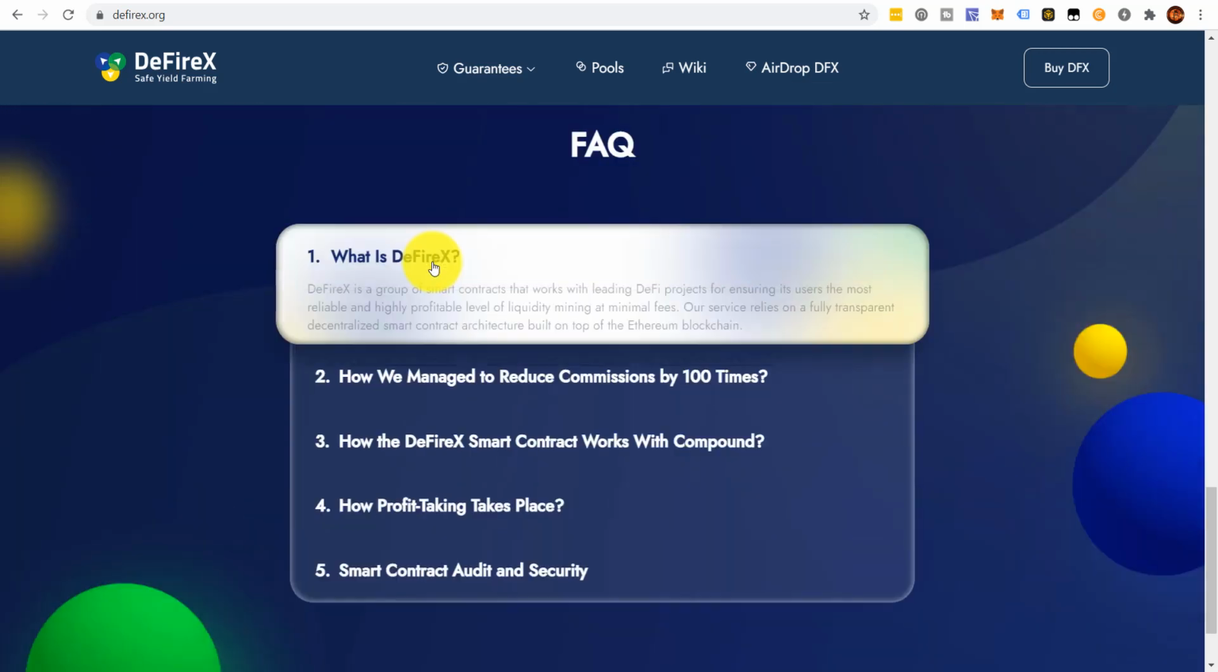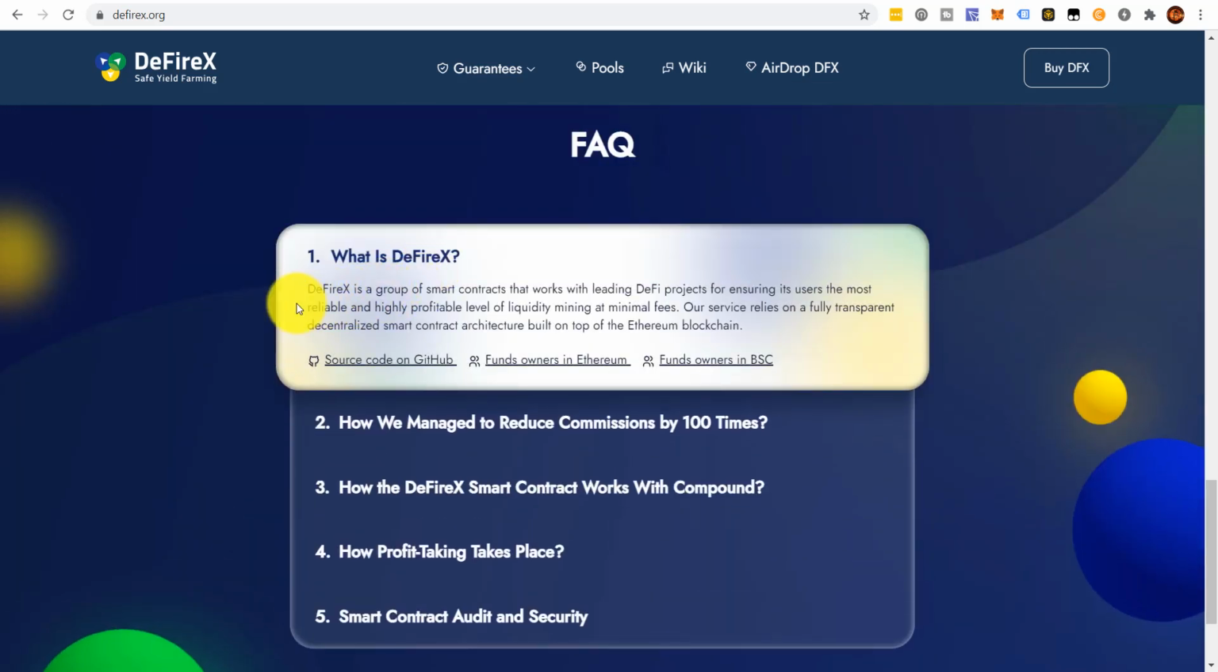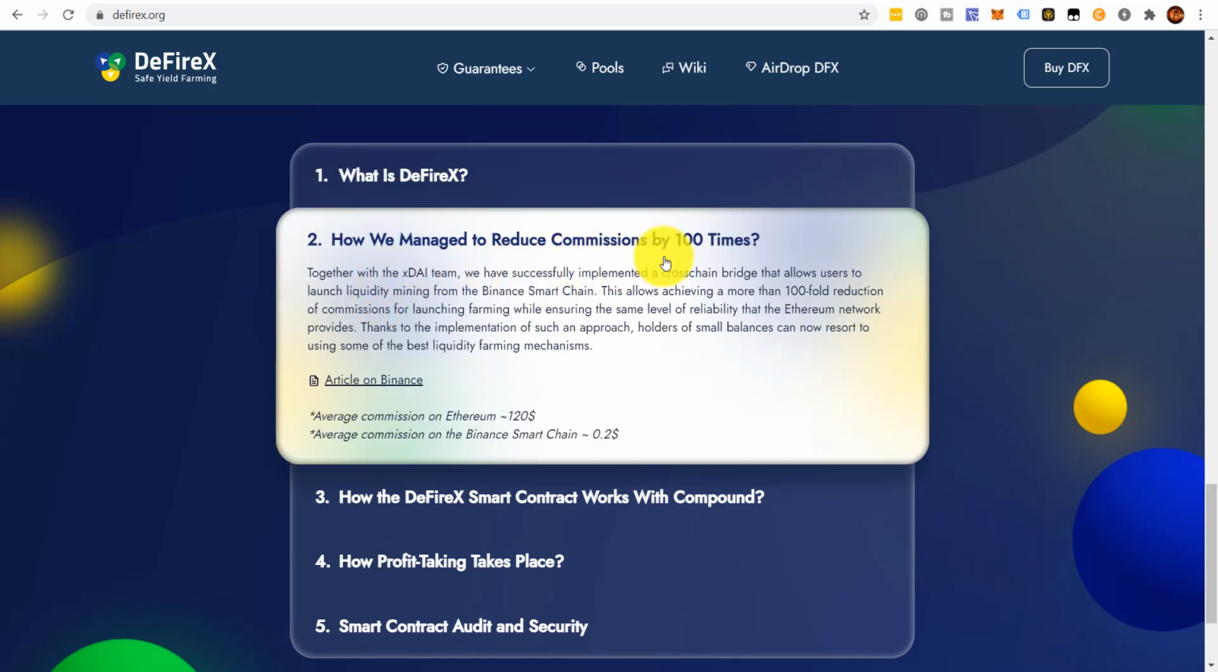But that's okay. What is DeFireX? DeFireX is a group of smart contracts that works with leading DeFi projects to ensure its users the most reliable and highly profitable level of liquidity mining at minimum fees. Our service relies on a fully transparent, decentralized smart contract architecture built on top of the Ethereum blockchain. How we managed to reduce commissions by 100 times. Basically, they just moved to Binance.